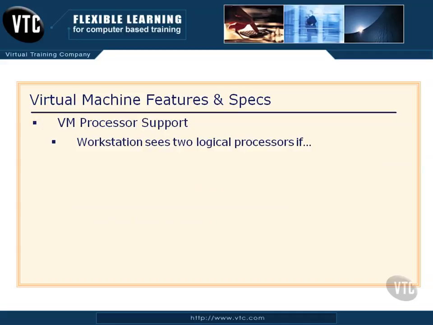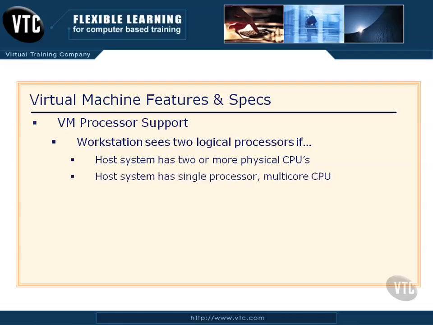Workstation is going to see 2 logical processors, and that's the way you want it to be. You want Workstation to access these. So under what conditions is it going to see 2 logical processors? If the host system has 2 or more physical CPUs. These are kind of rare. In corporate environments you have them. In a lot of personal environments you're not going to have 2 or more physical CPUs. But look at this one.